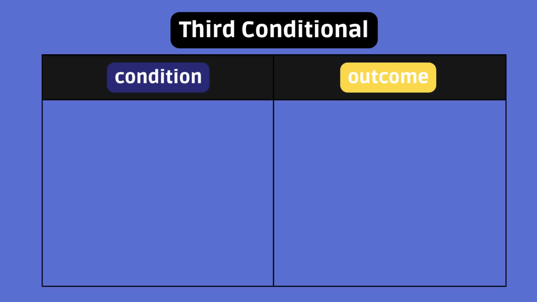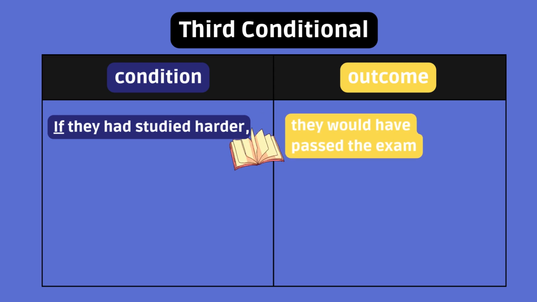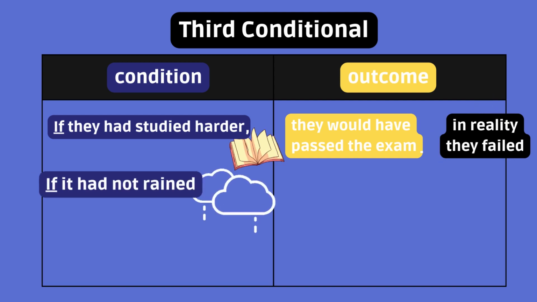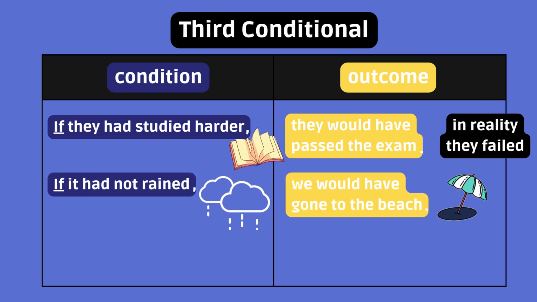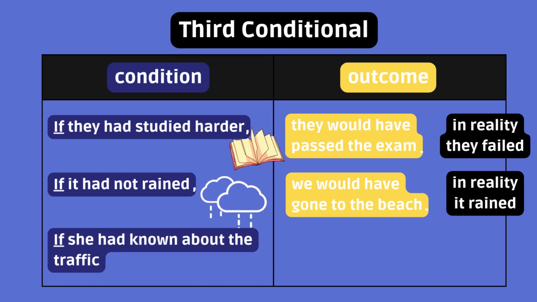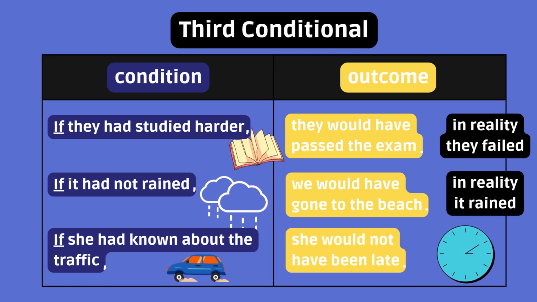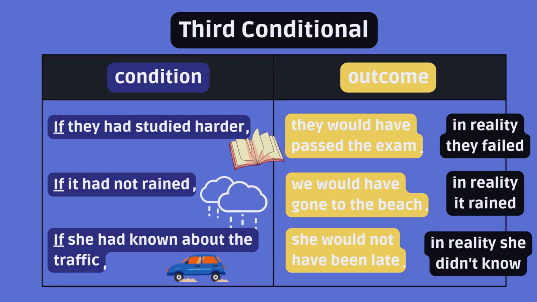For example, if they had studied harder, they would have passed the exam. If it had not rained, we would have gone to the beach. If she had known about the traffic, she would not have been late. Yes, switching the condition and the result is totally fine.